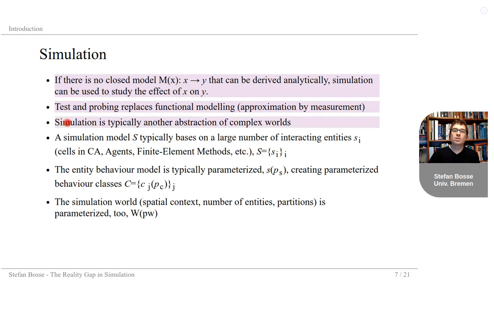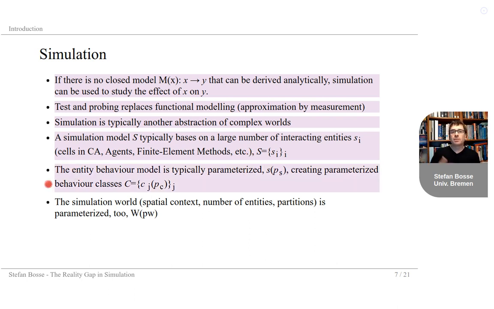Test and probing replaces functional modeling, that means approximation by measurement. The simulation is typically another abstraction of complex worlds. A simulation model, called here S, typically is based on a large number of interacting entities, small s, E. For example, cells in a cellular automata, agents in agent-based simulation, finite element methods in mechanical engineering, and so on. So we have a large set of entities that provides a simulation model.